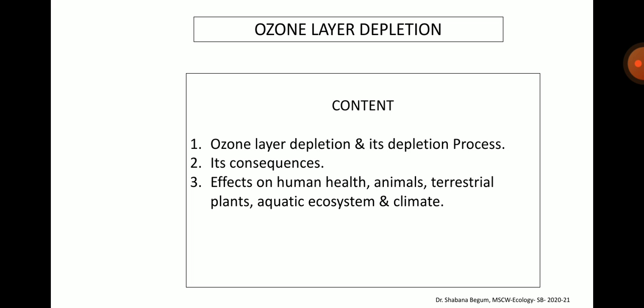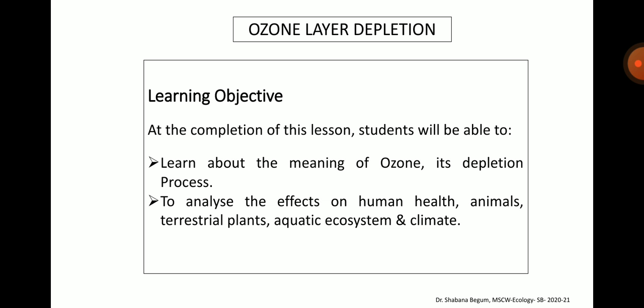So, the content of this session being the ozone layer depletion and its depletion process, its consequences and effects or impact of ozone layer depletion on human health, animals, terrestrial plants, aquatic ecosystem and climate. The learning objectives of this session being to learn about the meaning of ozone, its depletion process, and to analyze the effects on human health, animals, terrestrial plants, aquatic ecosystem and the climate.